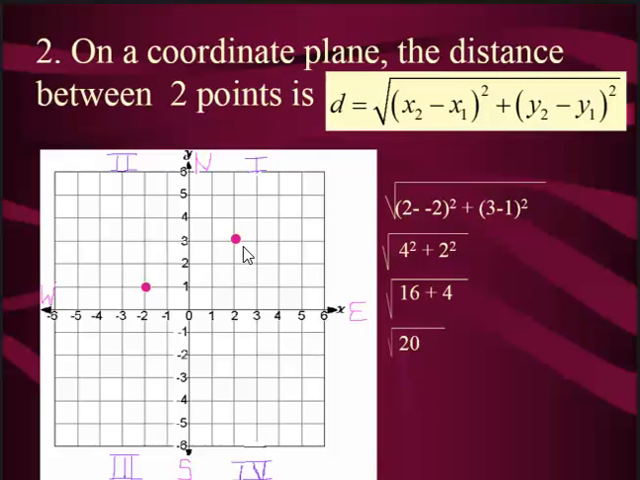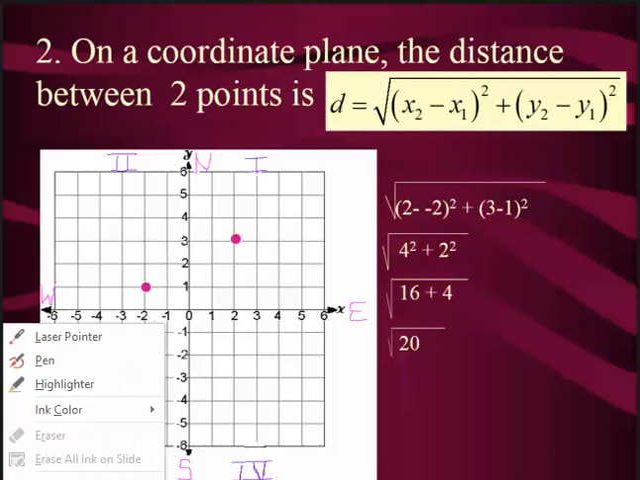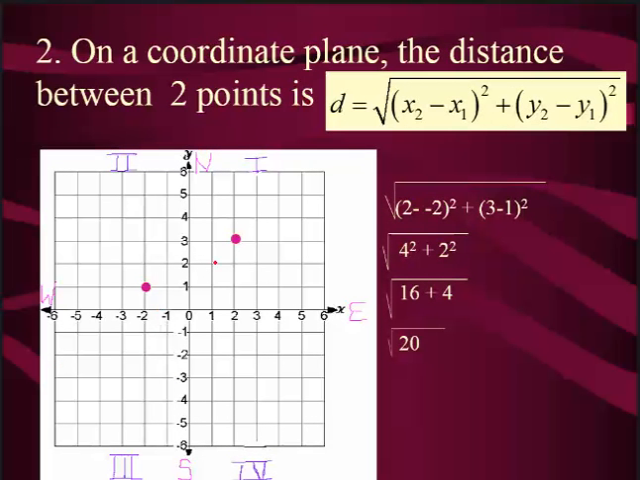Okay, so in our example here, if we call this point 1, this is my x1 and my y1 value. So it's going to be at 2, 3. And this is point 2. It's at -2, 1. Then we're going to plug those into our formula. So my x1 value is 2. That's where this 2 comes from here.